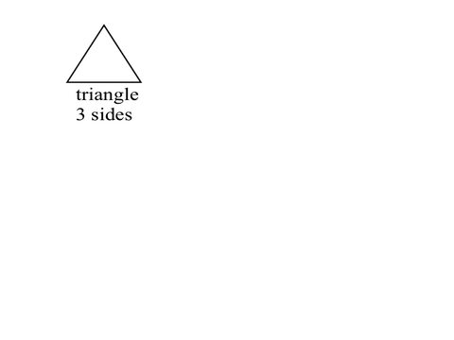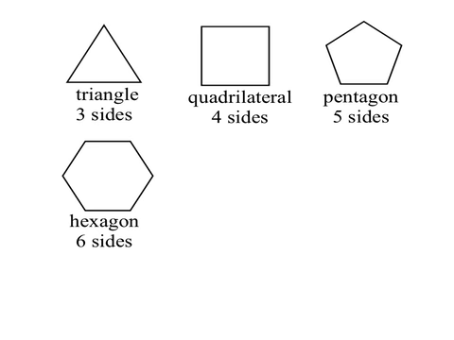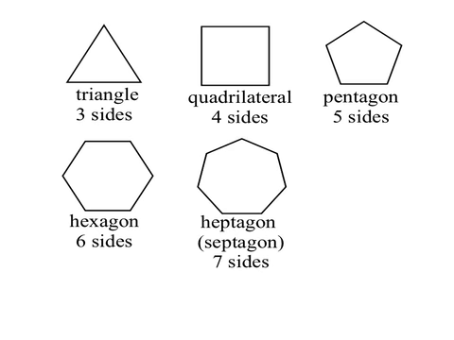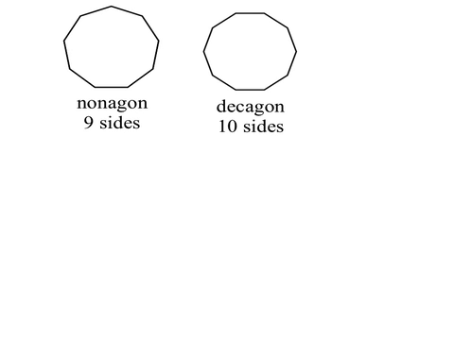Polygons are given names relative to the number of sides. We start with the triangle, 3 sides; quadrilateral, 4 sides; pentagon, 5 sides; hexagon, 6 sides. Heptagon, sometimes called septagon, has 7 sides. Octagon has 8 sides. Nonagon with 9 sides.